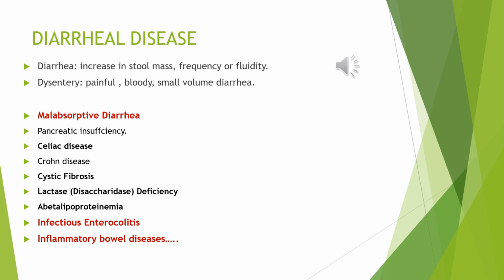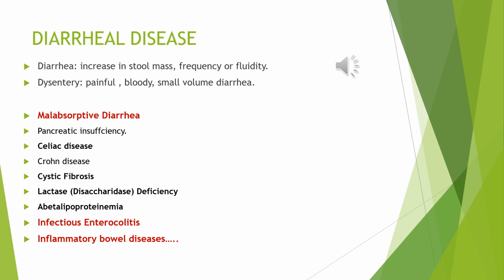Diarrhea as a manifestation of intestinal disease can be caused by a variety of causes, and it is subdivided into malabsorptive diarrhea, infectious enterocolitis or infectious diarrhea, and chronic inflammatory bowel diseases. In addition, sometimes ischemic colitis can result in diarrhea, and some nutritional deficiencies. But the most common causes are malabsorptive diarrhea, infectious enterocolitis, and chronic inflammatory bowel diseases. The infectious enterocolitis will be covered in the microbiology section, and we already covered inflammatory bowel diseases in a separate section.